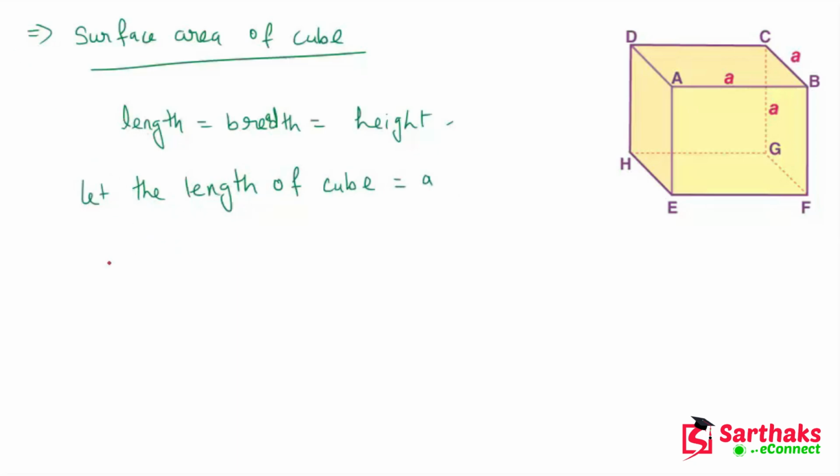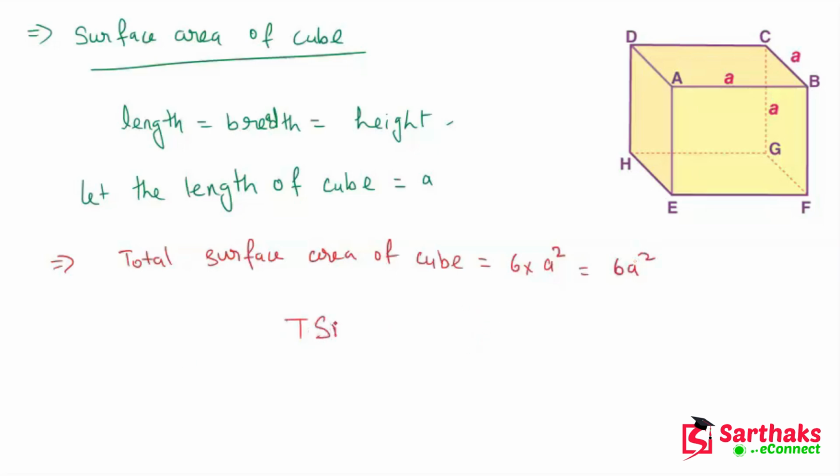Then the total surface area of the cube is equal to 6 into a square, which means 6a square. This is the TSA, the total surface area of the cube, which is 6a square. My dear friends, I hope you get this point.